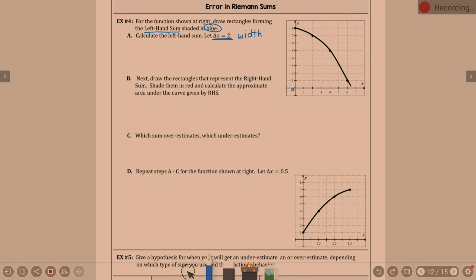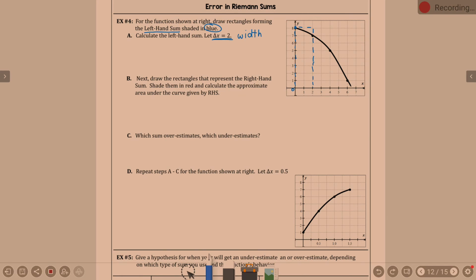And it's a left-hand rectangle, which means how high is it going to go? To the left side. Left hand of the rectangle has to touch here, wherever that curve touches. So there's my first rectangle. So it is touching at what appears to be 8. And we don't have a function here, so it is 8.